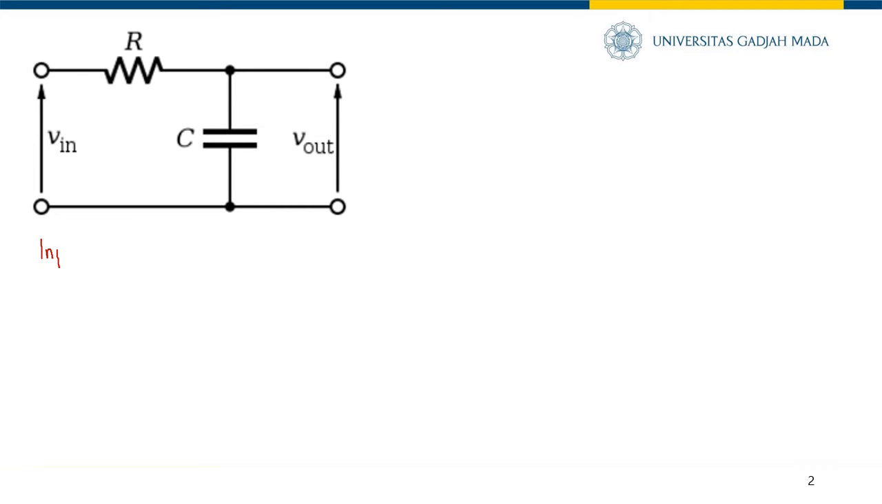Firstly, the input. In the system, we determine the input as the input voltage. The output in the system we also determine. For the system, we also need to identify the parameters. The parameters are the resistive component and the capacitive component.